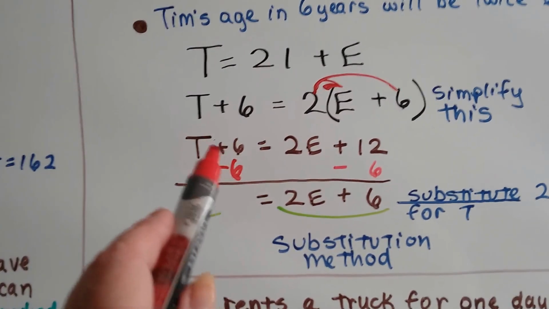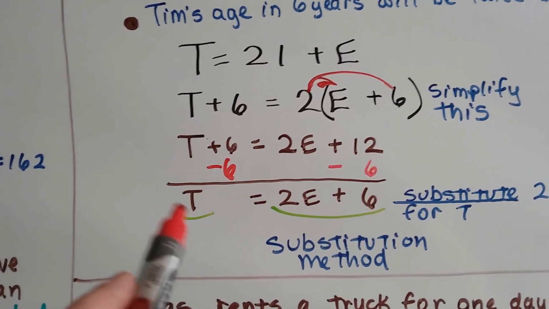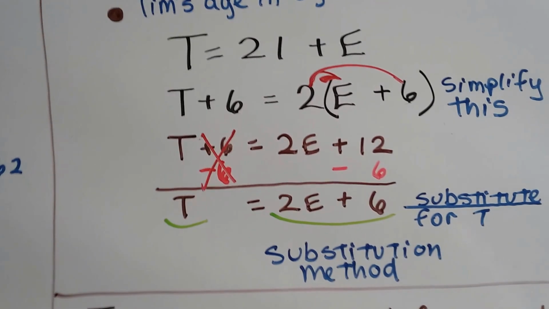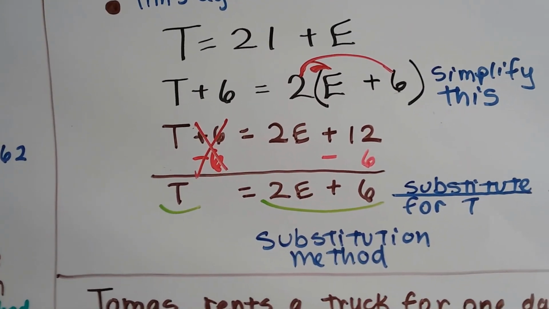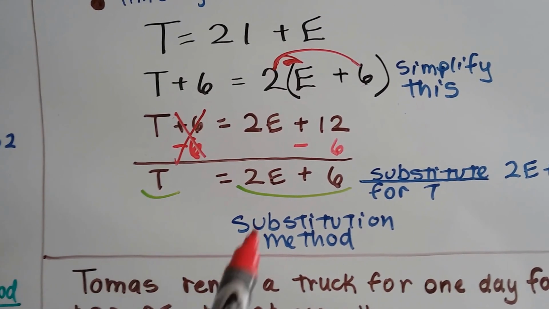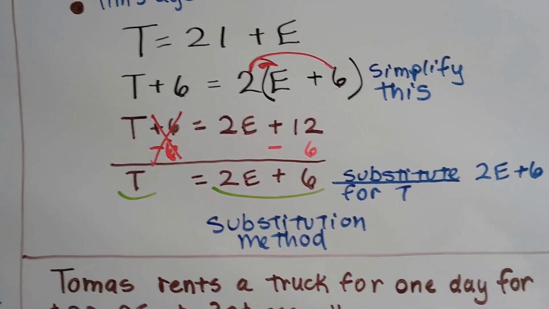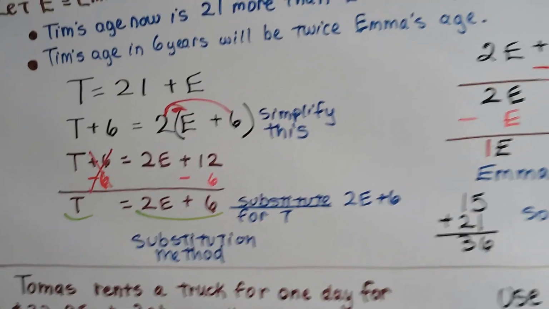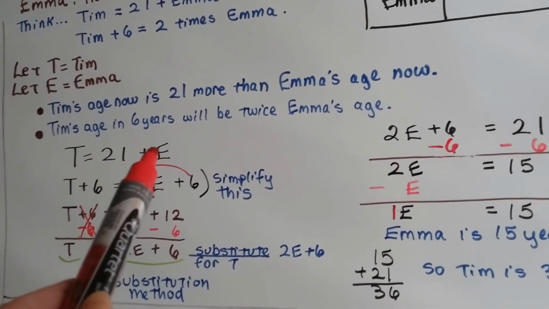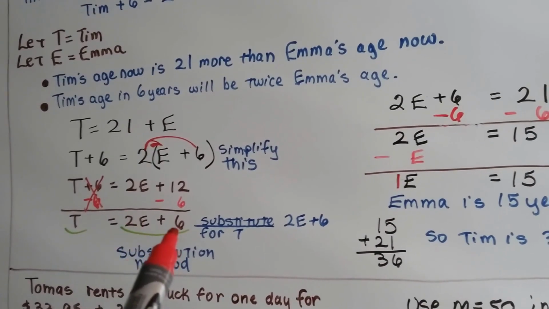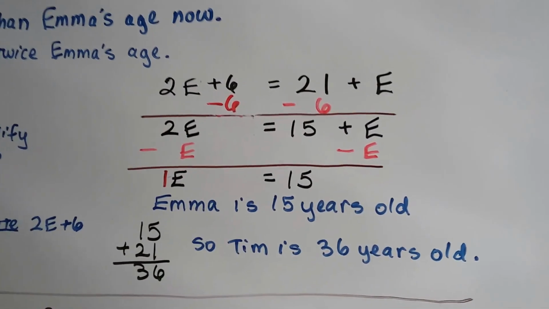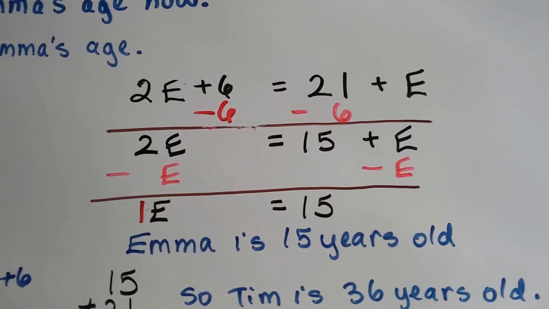Now we can subtract this 6 from each side to isolate that t. That creates a 0 pair. And on this side, we get 2e plus 6. Well, we could use the substitution method, and instead of using t, we'll use 2e plus 6 for the t, all right? So in this first equation, t equals 21 plus e, we're going to use 2e plus 6 equals 21 plus e, all right? That's what we got right here.